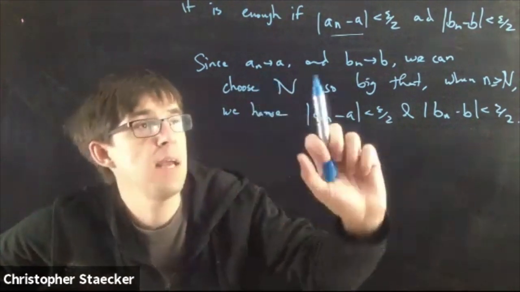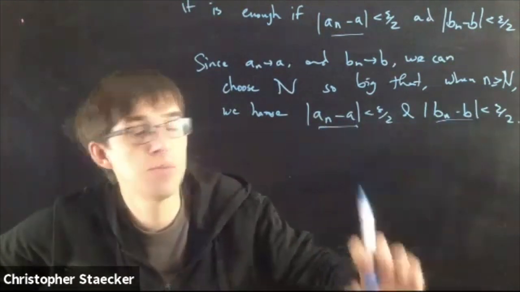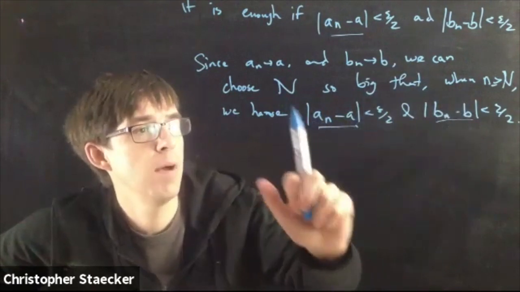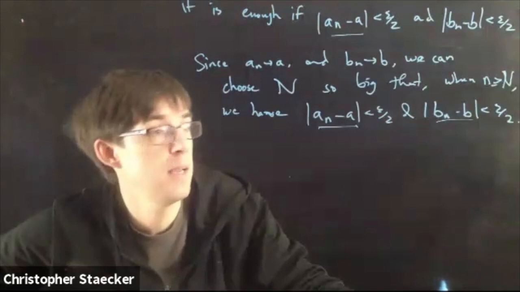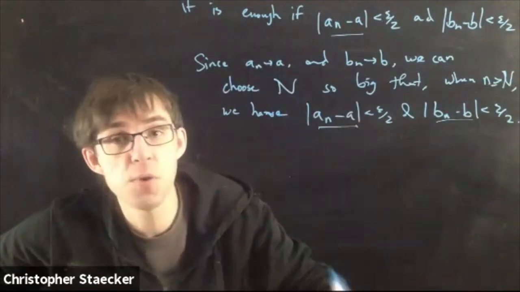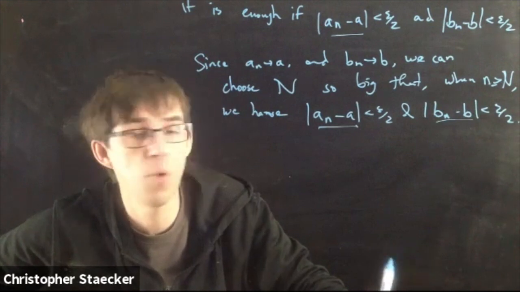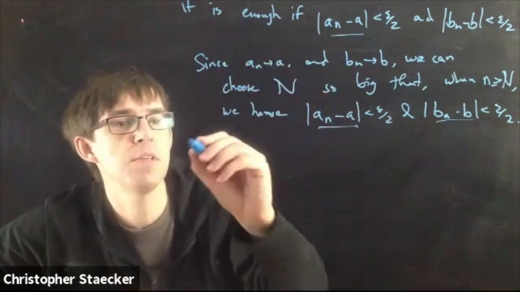Because an converges to a and bn converges to b, that means that we can make these as small as we like. In particular, there's some n which is so big that when n is greater, each of these will be less than epsilon over 2. And this is the choice of n that is required to make the end of the proof work properly. All right. Let's write out the rest of the proof.